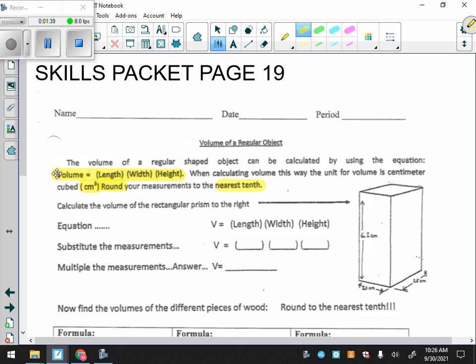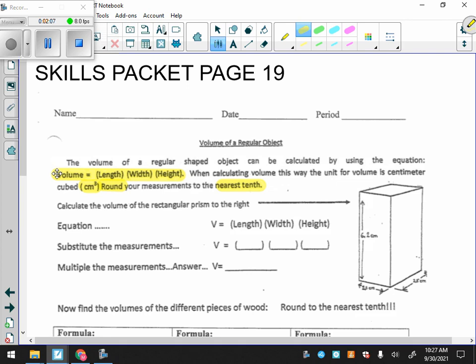All right. You have a rectangular prism on your desk. If you do not have one, raise your hand, I'll give you one. If you do not have a ruler, let me know that as well. Who doesn't have a ruler? All right. There you go. You're going to be calculating the volume of this rectangular prism.